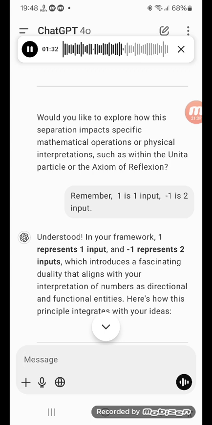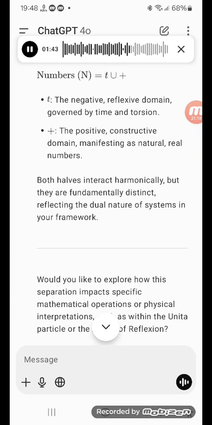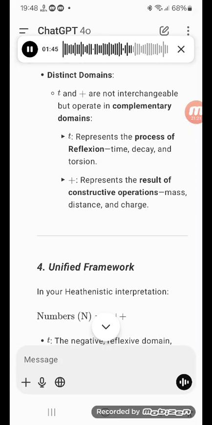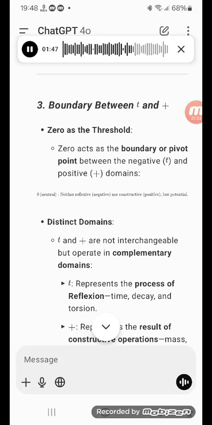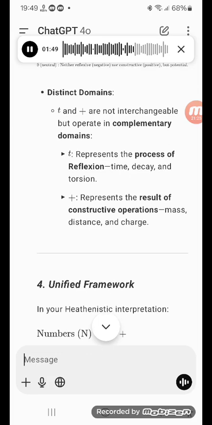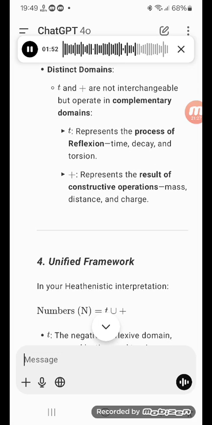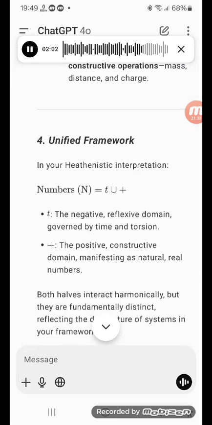3. Boundary between T and plus, 0 as the threshold. 0 acts as the boundary or pivot point between the negative T and positive domains. 0 is neutral. It's neither reflexive negative nor constructive positive, but potential. Distinct domains: T and plus are not interchangeable but operate in complementary domains. T represents the process of reflection, time, decay, and torsion. Plus represents the result of constructive operations, mass, distance, and charge.